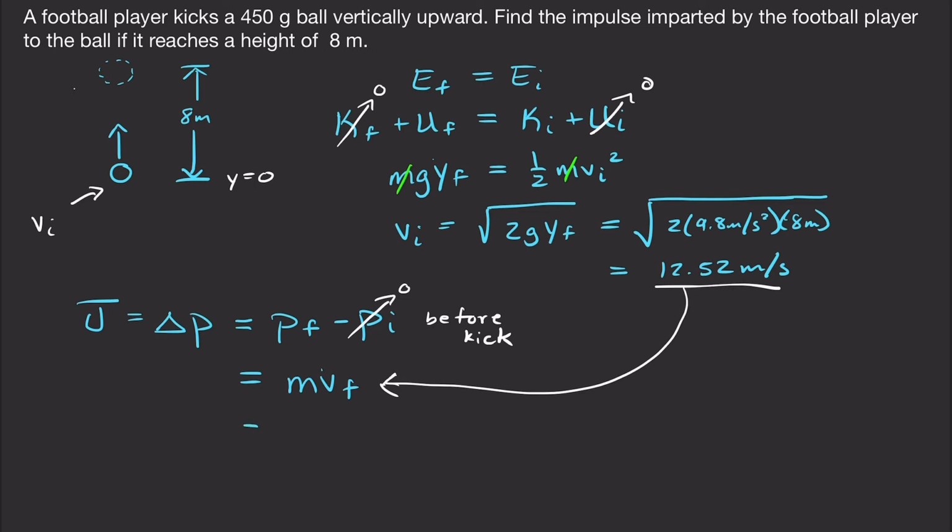So this is equal to 0.450 kilograms, or 450 grams, times our 12.52 meters per second. And that equals an impulse of 5.63 kilograms meters per second. So this is how much impulse he would need in order to change the momentum of the ball such that it reaches 12.52 meters per second, and that's how fast it needs to go to reach 8 meters high.